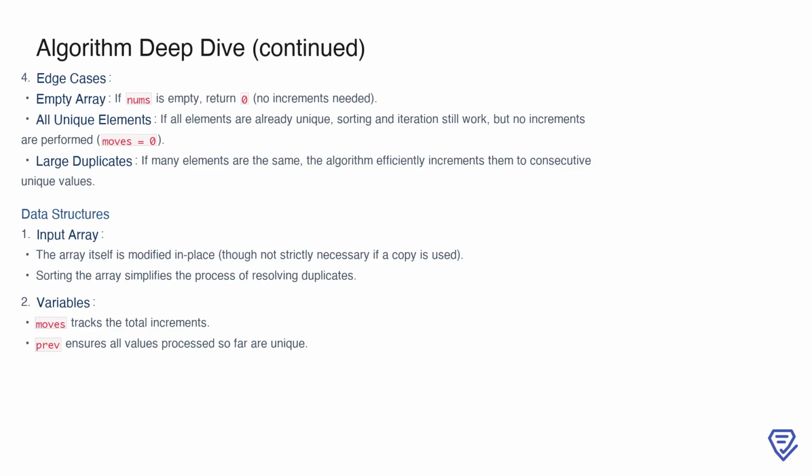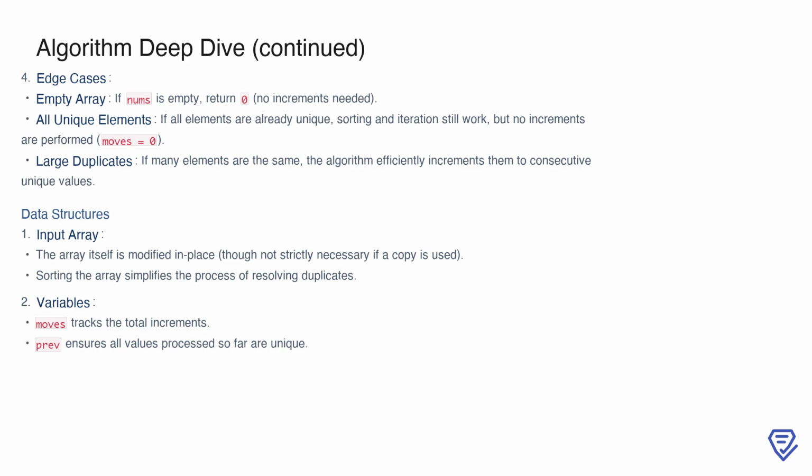Another edge case is when all elements in the array are already unique. In this scenario, sorting and iterating through the array will not result in any increments, and the moves variable will remain 0. Finally, if there are many duplicate values in the array, the algorithm efficiently handles them by incrementing each duplicate to the next available unique value. This incremental approach ensures that even large numbers of duplicates are resolved without excessive computational overhead.